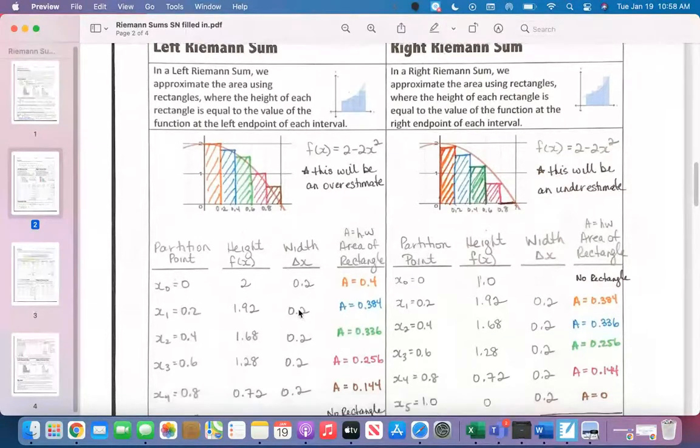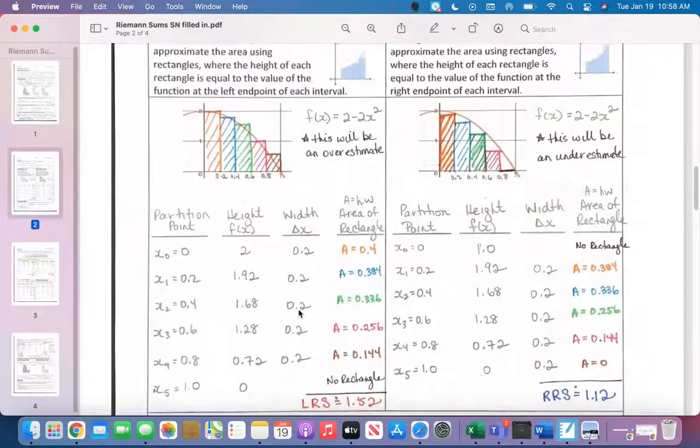Okay? So what I usually do now is I set up a chart. So this is how I set up my chart. There's lots of different ways of doing this. You can streamline this a little bit more. This is just how I think about it.